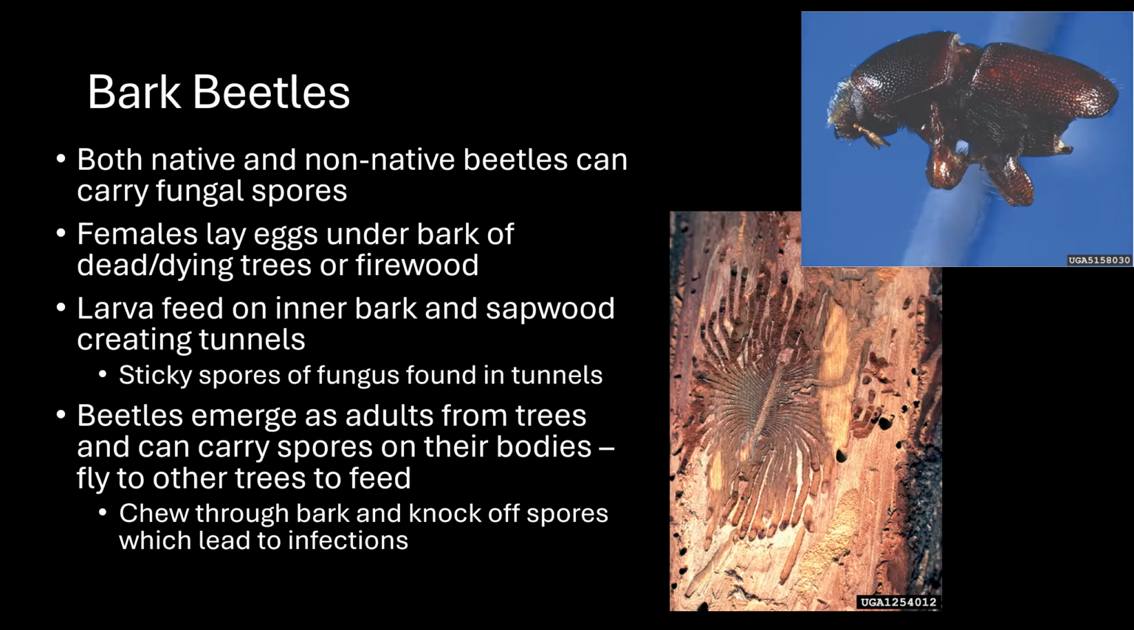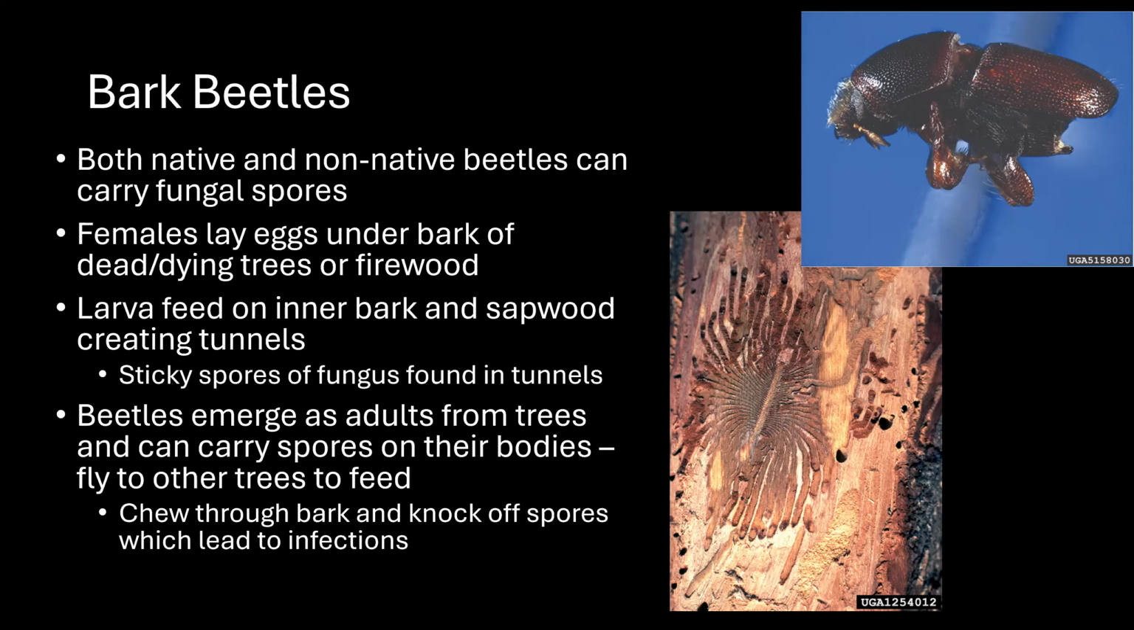They've even been known to lay eggs on firewood as well. But the eggs are going to hatch, and then you're going to have the larva. The larvae, just like any other borer type insect, are going to feed on the internal structure of the tree. They're going to feed on the inner bark and the inner sapwood, and they're going to tunnel through the tree.